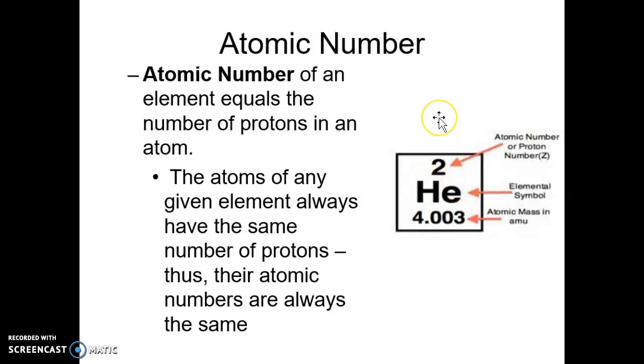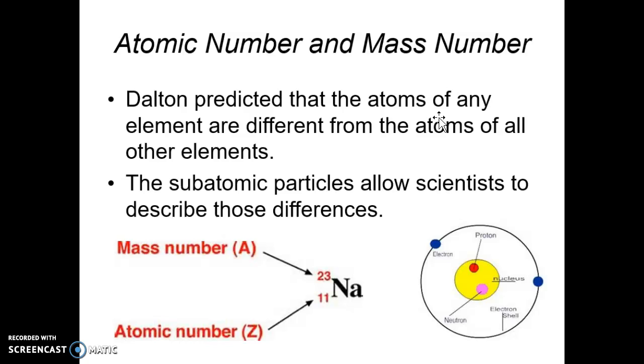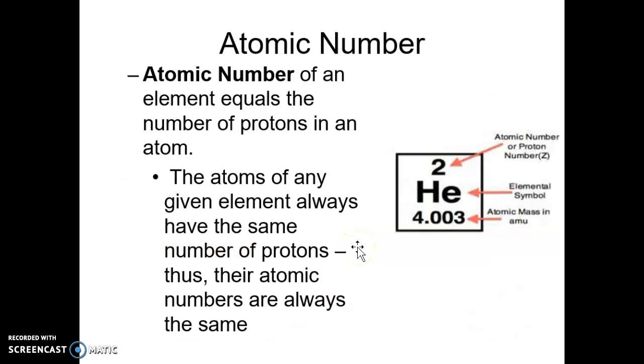So helium is atomic number 2. That also means that helium has 2 protons. Hydrogen is atomic number 1. Hydrogen has 1 proton. If we go back to this previous slide, Na, which is sodium, is atomic number 11. So sodium has 11 protons. Okay? Every element has a unique atomic number. No two elements have the same atomic number. So all elements have a different number of protons in them.